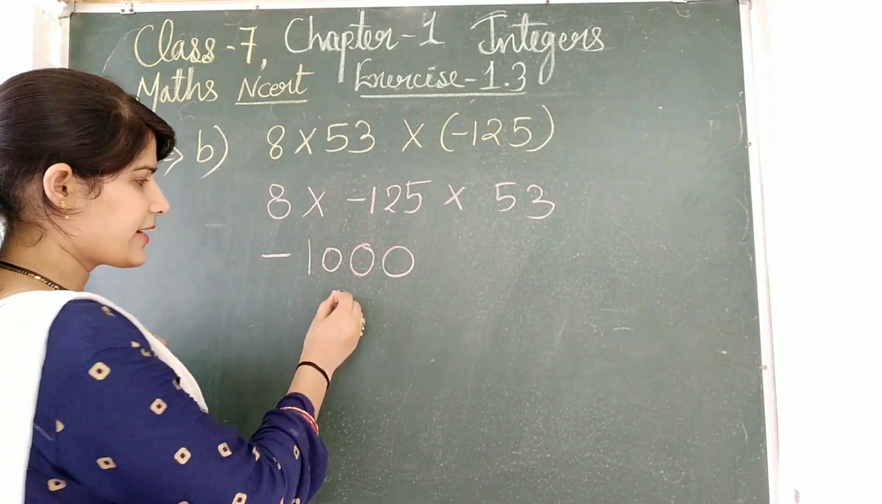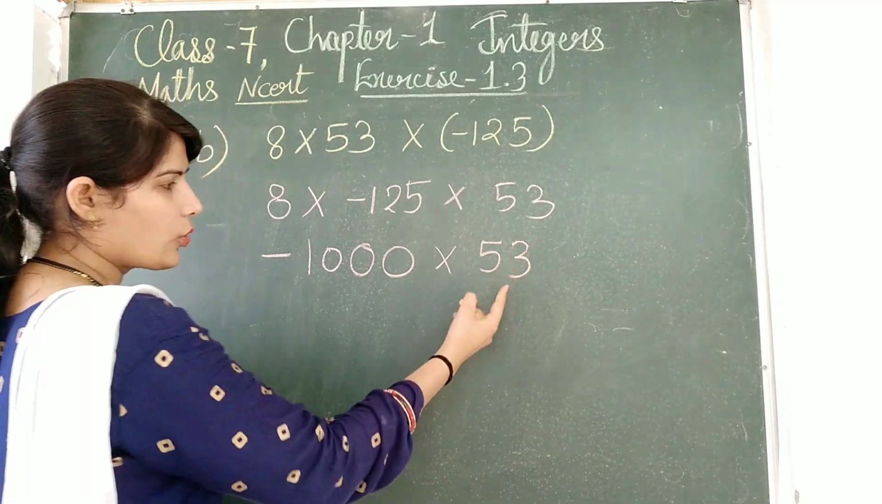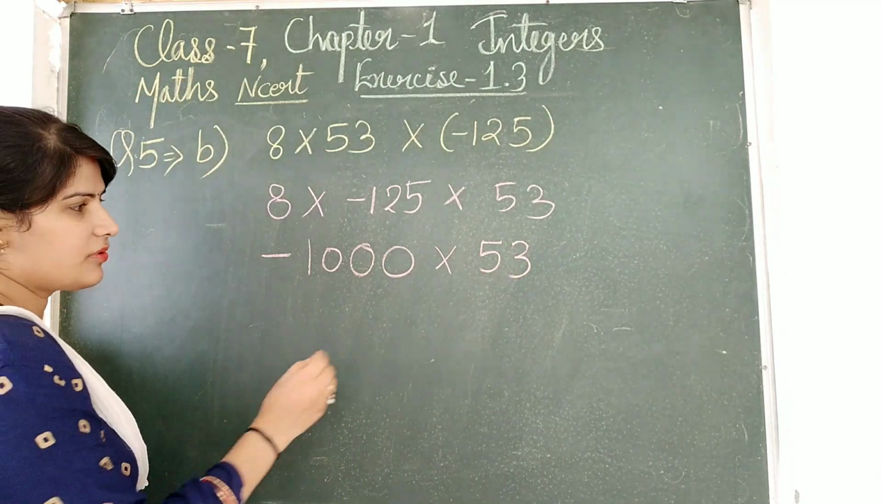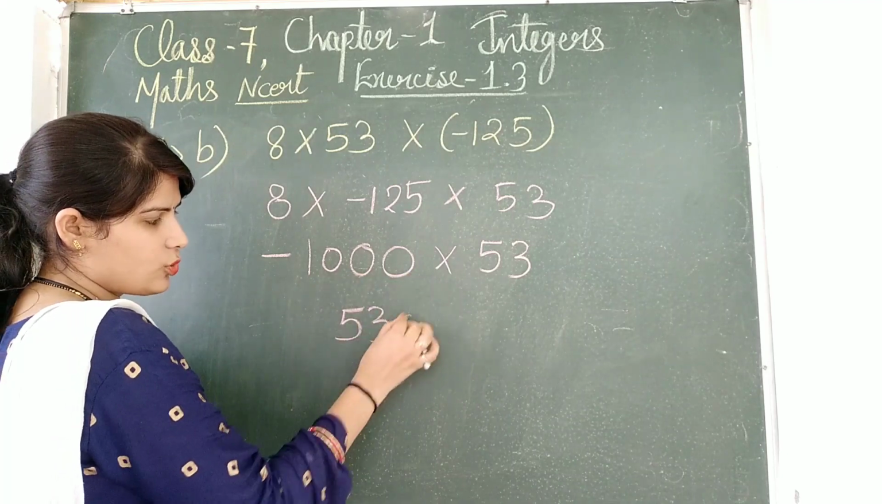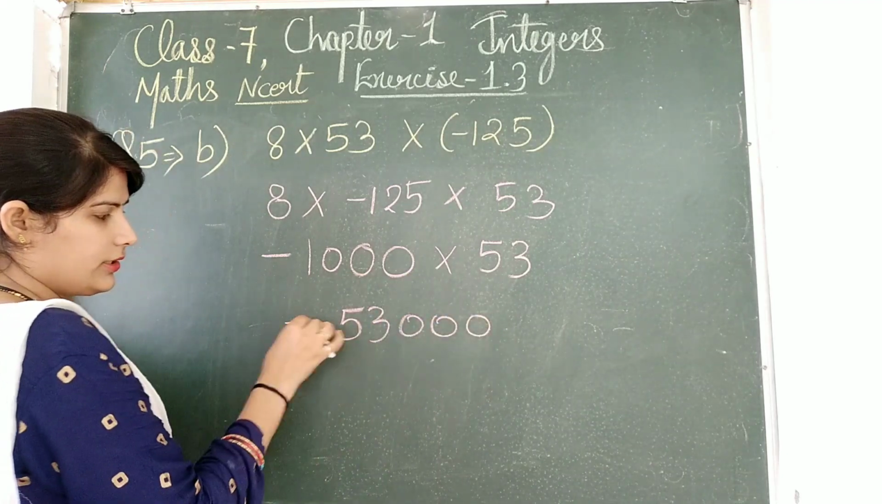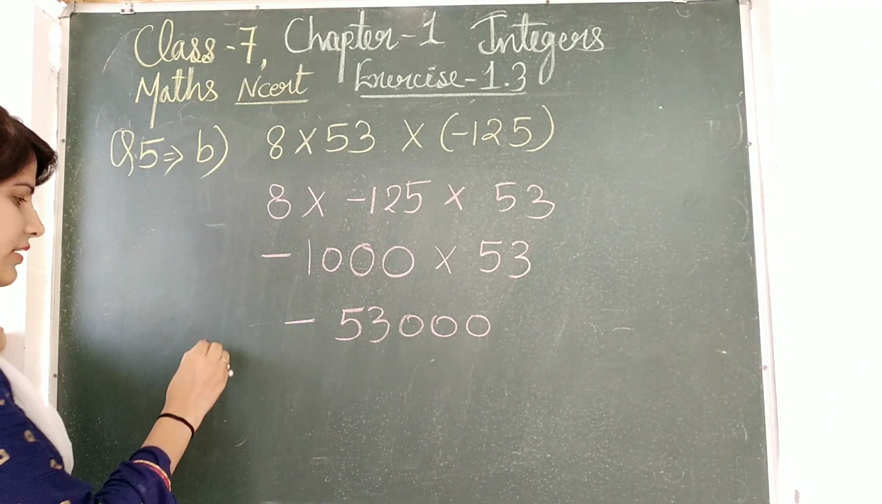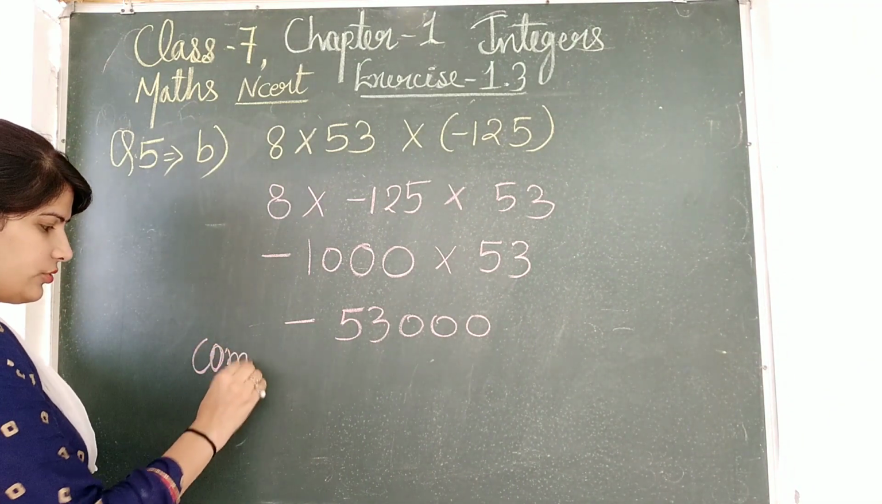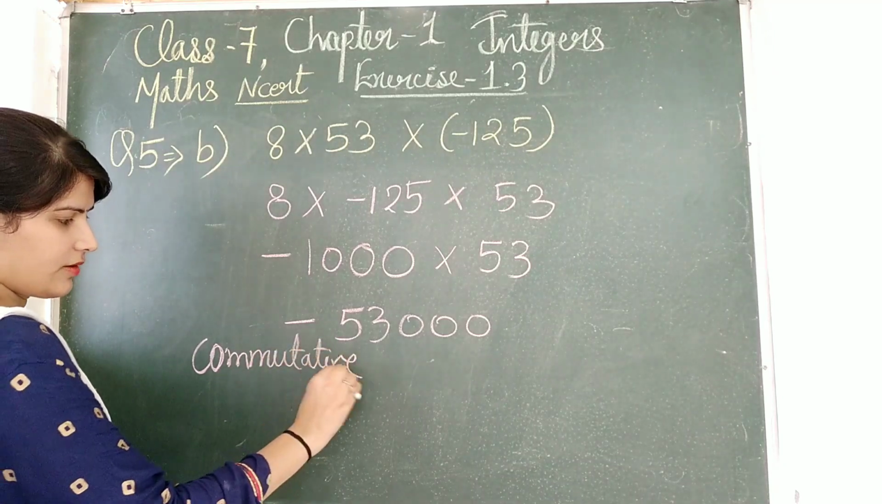You will get minus 1000 multiplied by 53. Now you can easily multiply this number. 53 into 1000, 1, 2, 3 zeros. That means minus 53,000. This is the answer. And which property did you use? Here, commutative law.